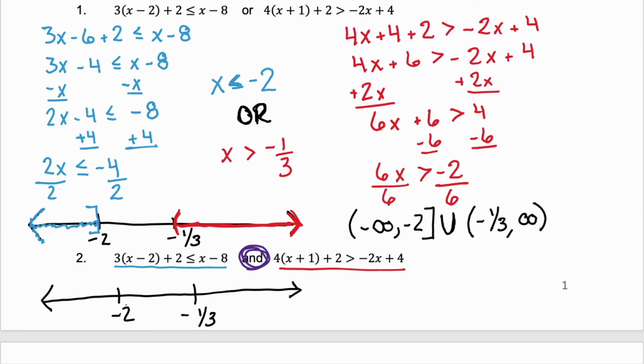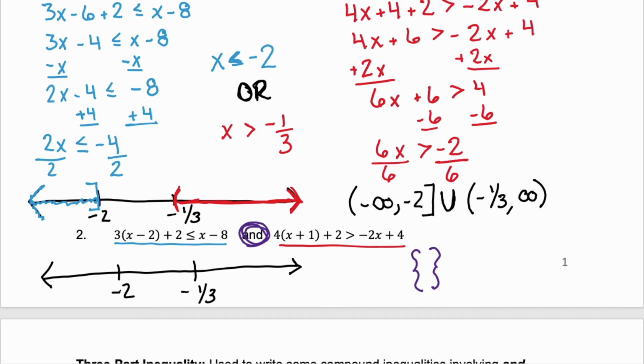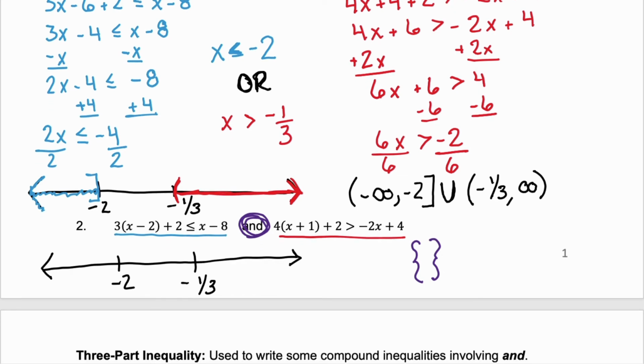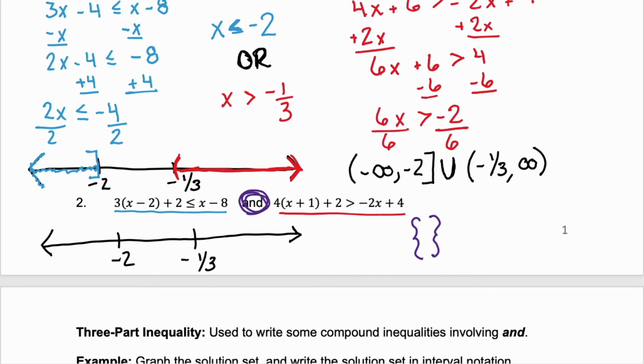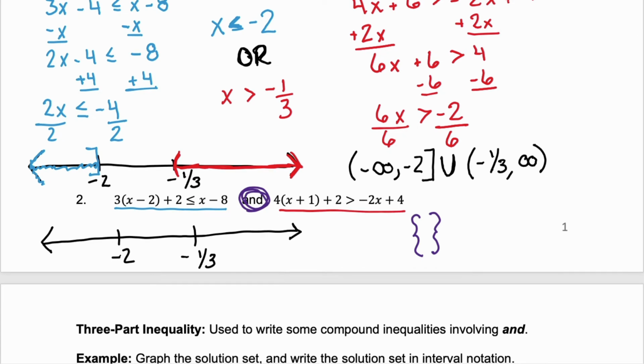So an "and" is whenever you have blue and red at the exact same time on that number line. So where on our number line do we have blue and red overlapping? So where would they mix and make purple? Nowhere. So our number line would stay empty. We won't shade anything. And the solution is the empty set. There is no solution. These two inequalities have nothing in common. There's no intersection. So remember that. Or is when you have blue or red, and an and inequality is when you have blue and red, or you get purple. You mix the two.